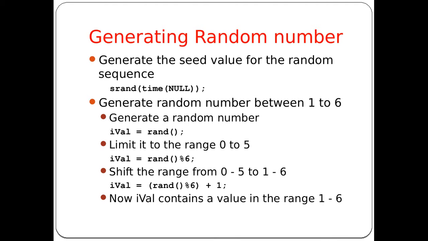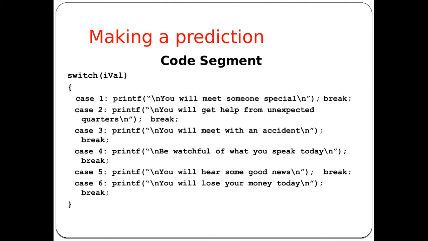Next, we see how we can make a prediction. So I have shown up a code segment here. So the generated random number is now taken as the switch expression, and based on the value in ival, we are going to execute one of the case statements. So you might see here each case statement has a corresponding fortune message being printed onto the screen, and at the end of every case statement, we see a break. So after executing the body statement set of a particular case statement, we want the control to go to the end of the switch block, and that's why we have placed a break statement.